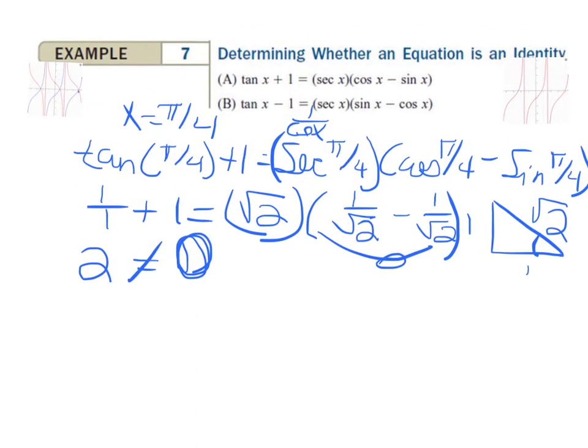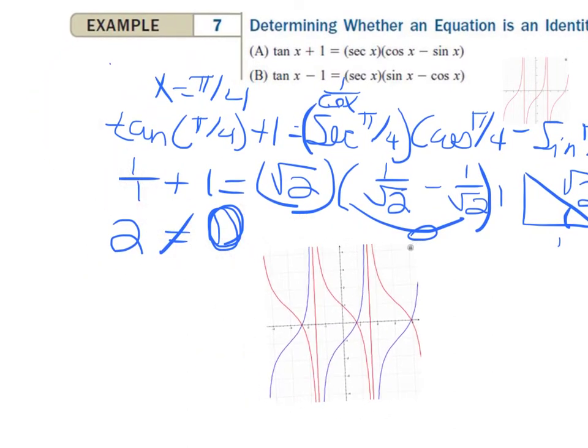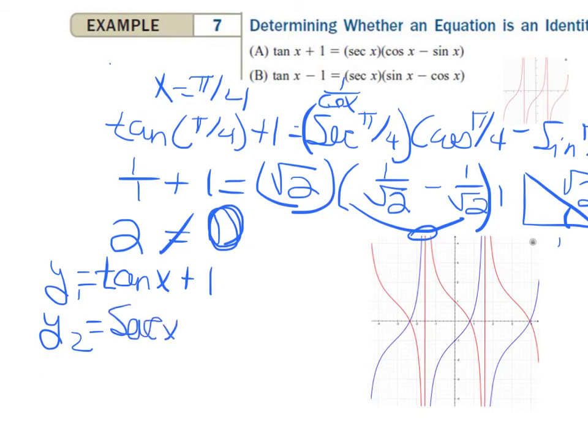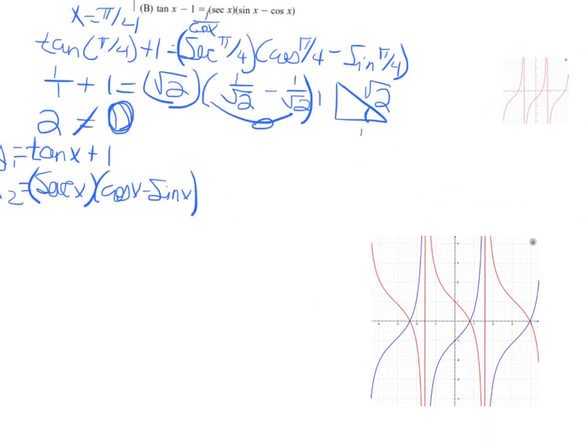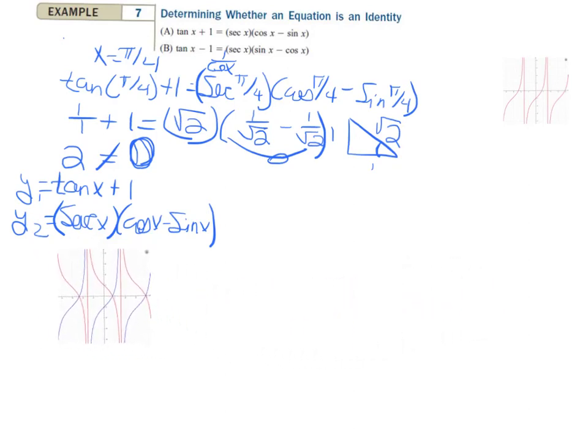I want you to take a look at this graph. This graph is where I have said that y1 is equal to tangent x plus 1 and y2 is equal to secant x times cosine of x minus the sine of x. They don't coincide. Because they don't coincide, they don't work. So now I want you to see the next one, for B, so I'm going to shrink this real quick.